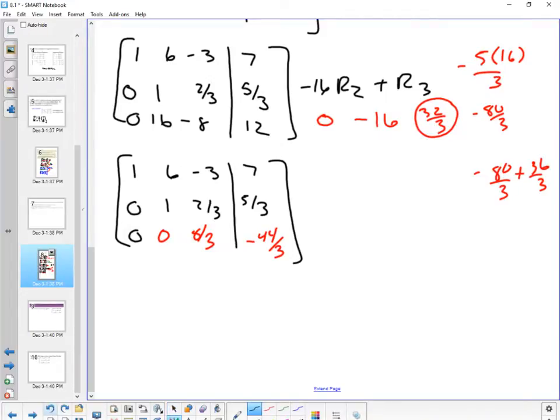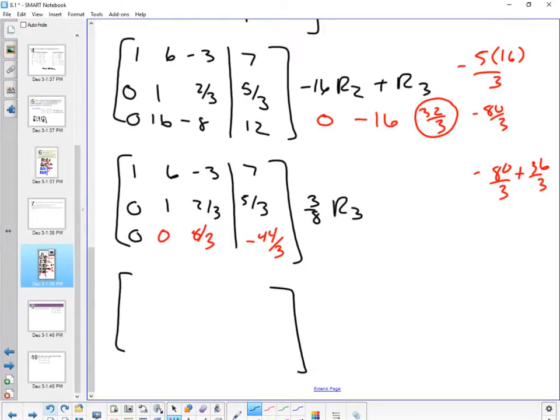I'm going to move on. What do I need? What's the last thing I need? I need this to be a 1 right here. So I'm going to take row 3 and multiply it by its reciprocal, which is 3/8.